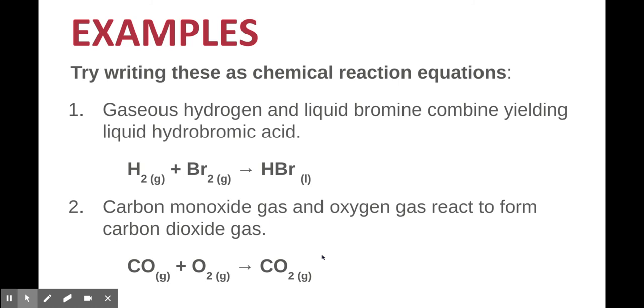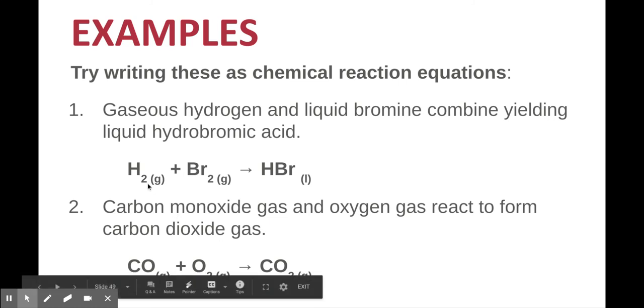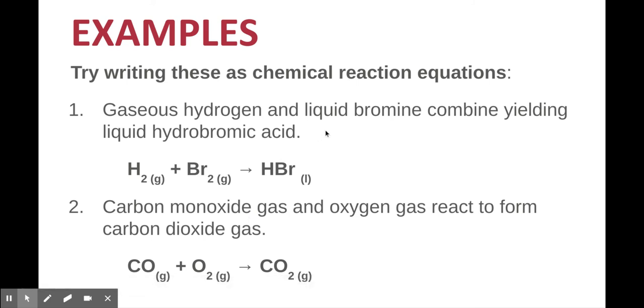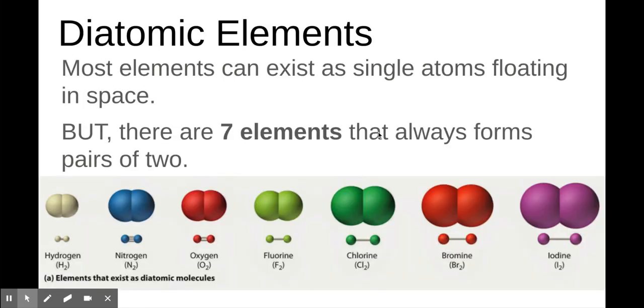Now, there's really only one other thing that I need to point out before I end this lecture, and that is these twos here. How do I know that there's a 2 after hydrogen and bromine and oxygen when there doesn't seem to be anything in the written formula that indicates that, right? Gaseous hydrogen. How do I know that there's 2 hydrogens there? Well, if you haven't learned this yet, it's important to note that there are 7 elements that we call the diatomic elements. They're hydrogen, nitrogen, oxygen, fluorine, chlorine, bromine, and iodine.